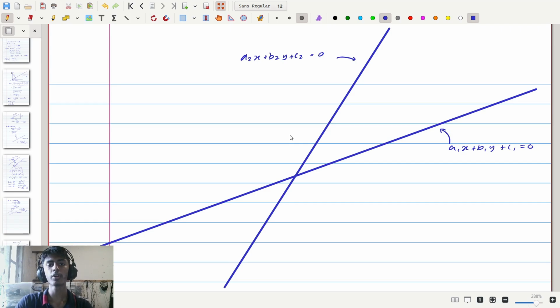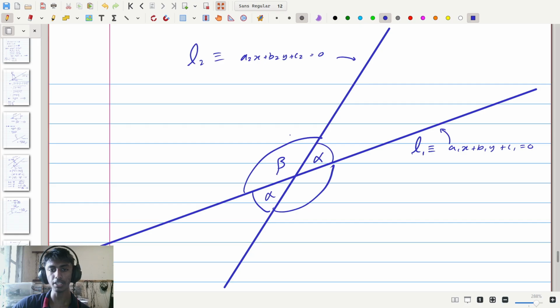The next and final topic we're going to be talking about is angle bisectors of two lines. Suppose we have two lines, a1x plus b1y plus c1 equals 0 and a2x plus b2y plus c2 equals 0. Let's call this one L1 and this one L2. When these two lines intersect, provided of course that they are non-parallel, we will have two angles like this. This angle here, let's call it alpha. It's mirrored on this side as alpha. There's another angle here, beta. It's mirrored on this side as beta. So then we have two angles.